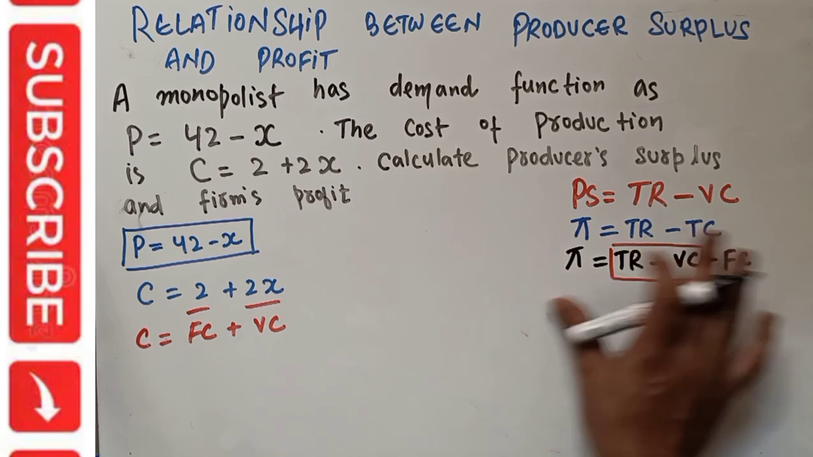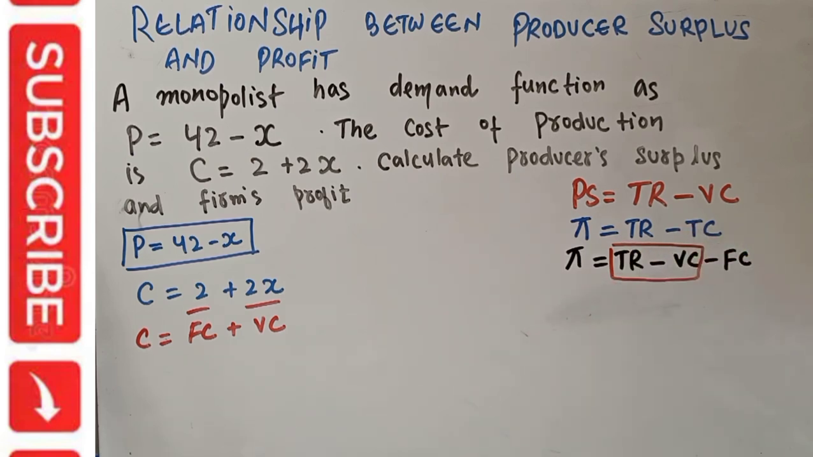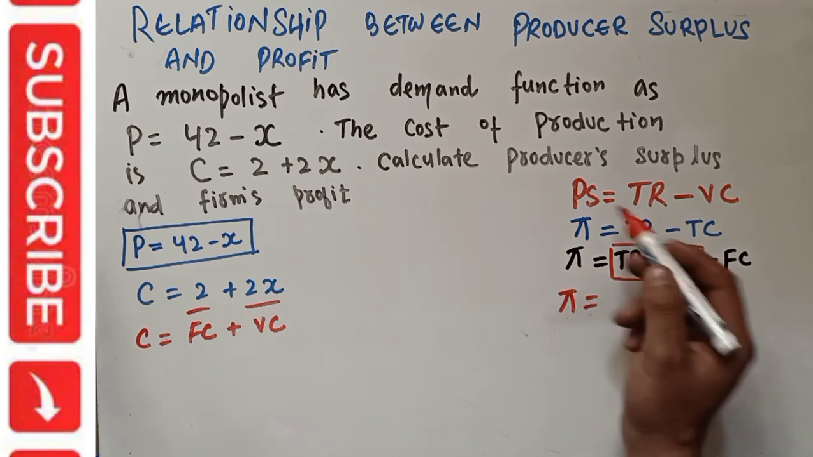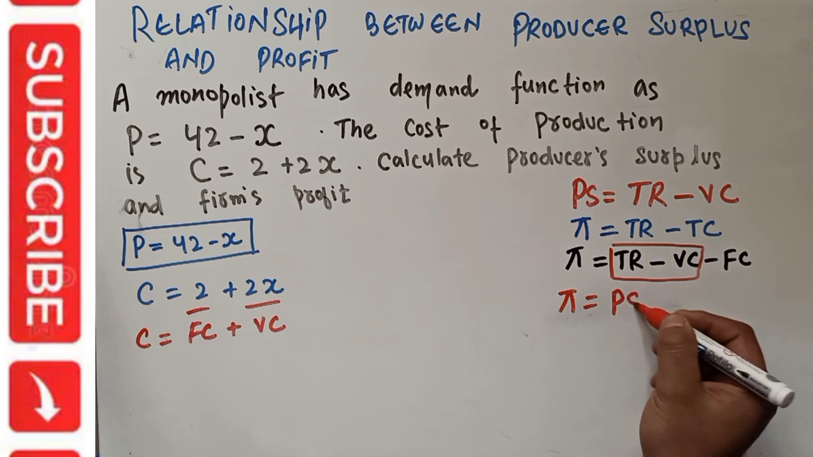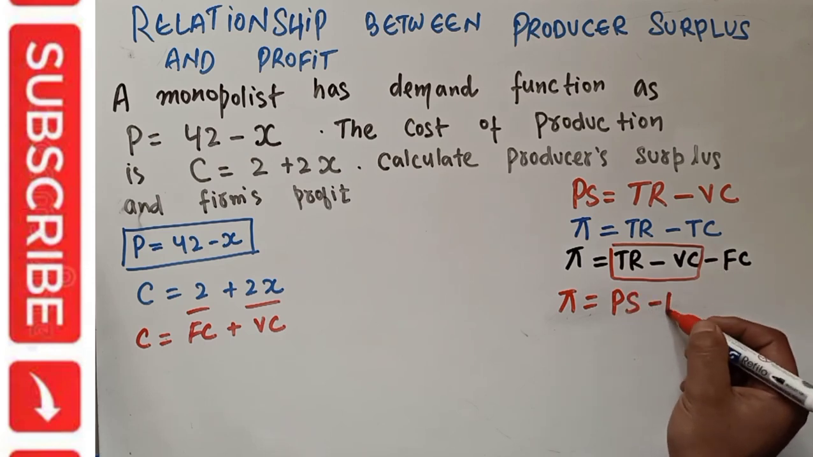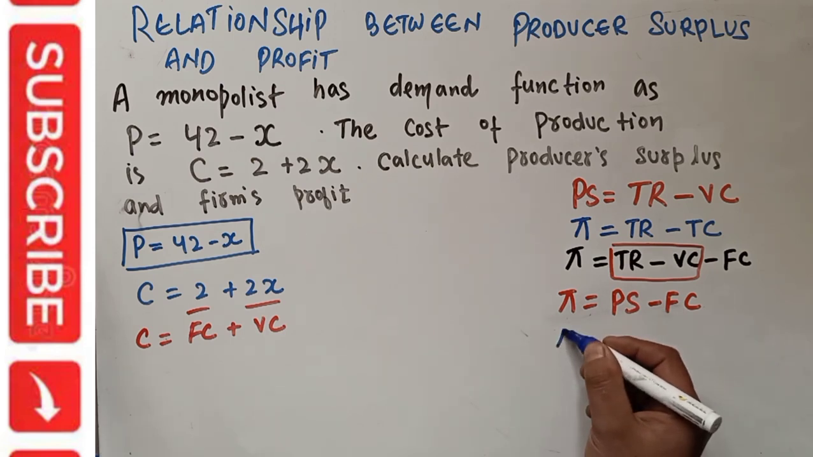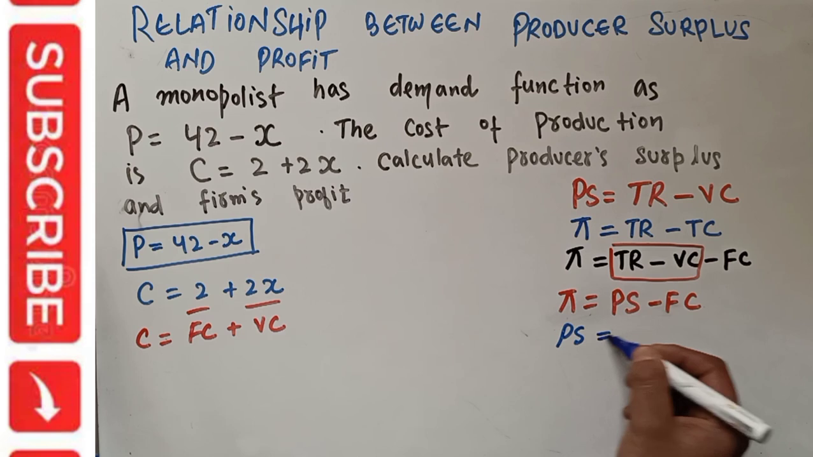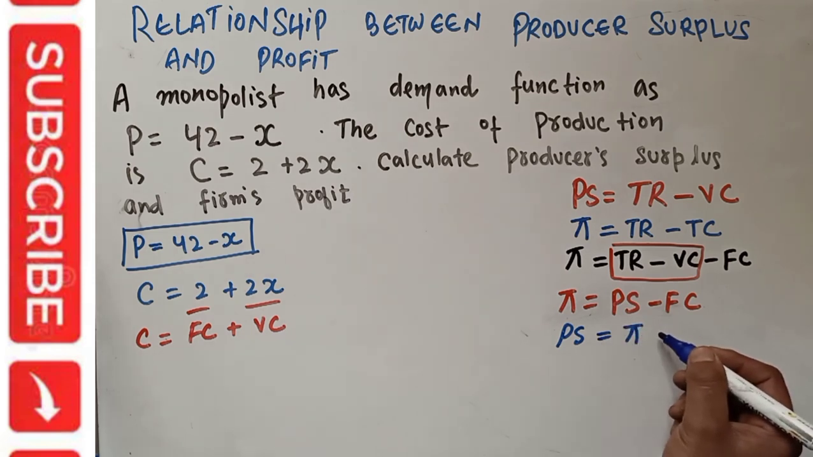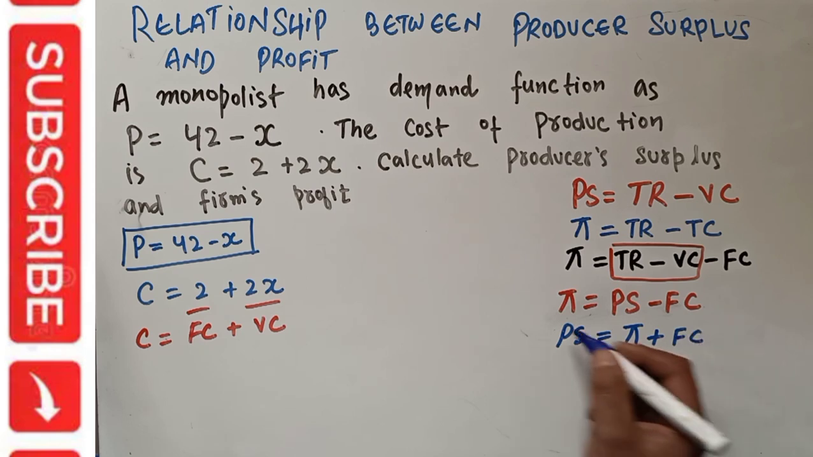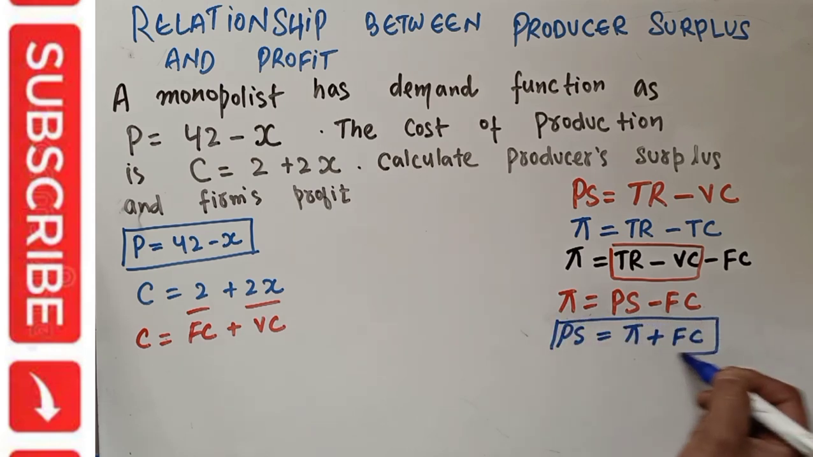Let me be very specific here, sorry for this mistake. Profit is equal to total revenue minus variable cost, which is producer surplus, minus the fixed cost. This is the relationship between profit and producer surplus. Or we can rewrite it as producer surplus is simply equal to the total profit, transposing this here, plus fixed cost. This is the relationship between producer surplus and fixed cost.